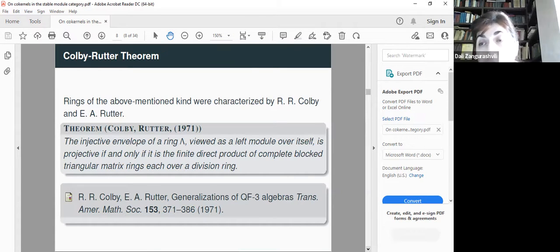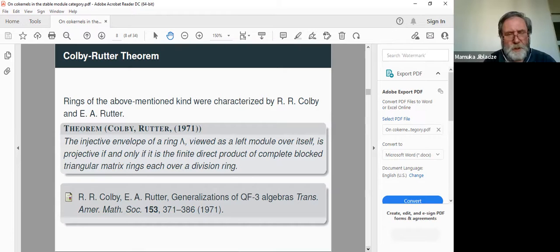They use this notion for rings of matrices of such a form. Imagine that you have an n by n matrix, and you can consider a partition of the set 1, 2, and so on, n, so that the matrix takes the form where you have all zeros under the first block, then all zeros under the second block, and so on.